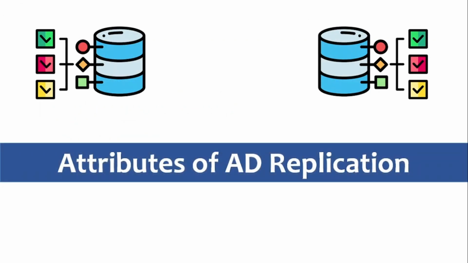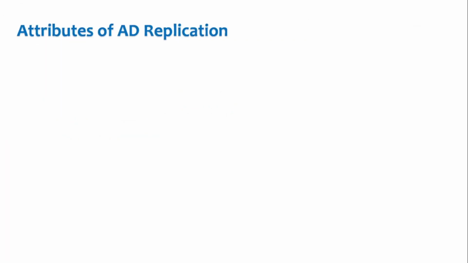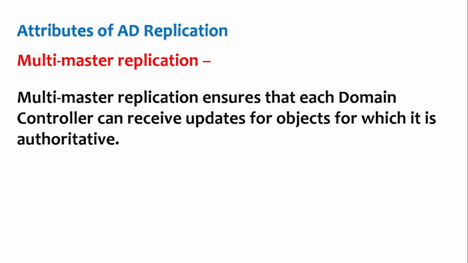So attributes of Active Directory replication. The first attribute is it's multi-master replication. So what do you mean by this? In the world of Windows NT, there was a concept of primary domain controller and backup domain controller. So there was a concept of master slave. But in the world of Active Directory, every domain controller has a read-write copy of the Active Directory database.